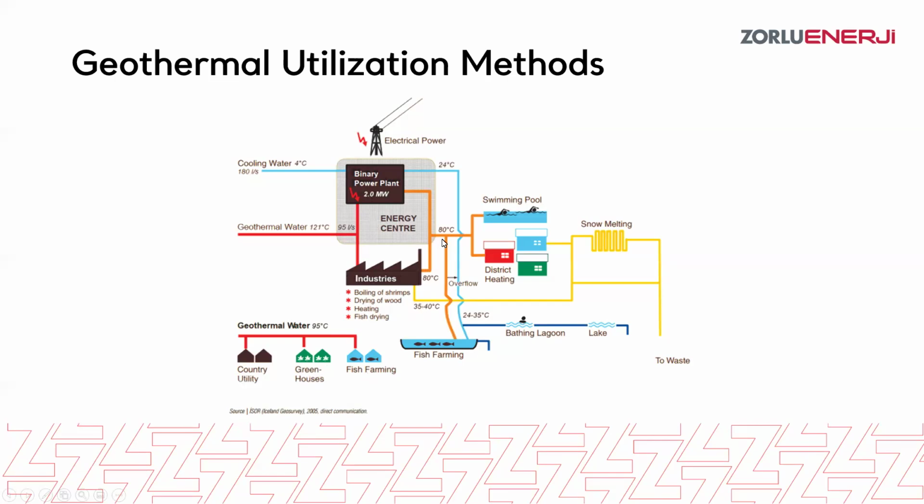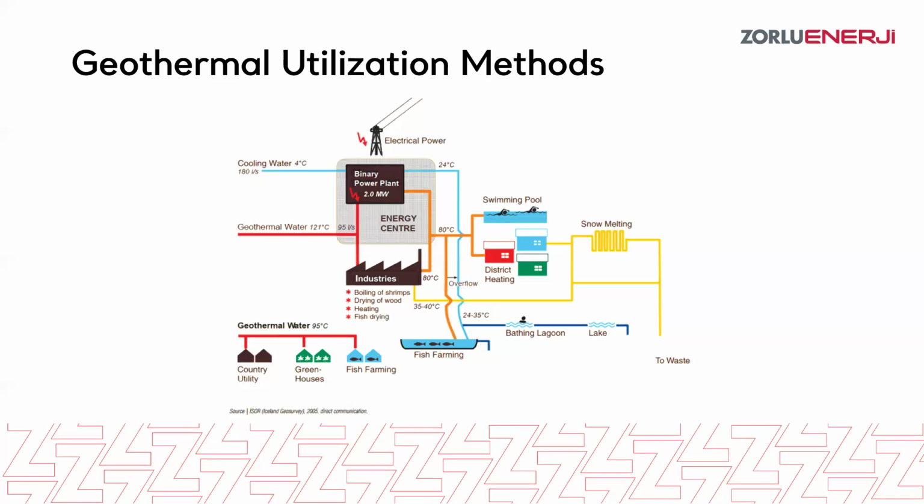And after that, the lower temperature values you can use in district heating systems, swimming pools, in some bathing lagoons for tourism activities, or snow melting. And this is an example from Iceland. So they also could use this geothermal energy for snow melting as well. And here, I want to give another application, another example of this from our field.